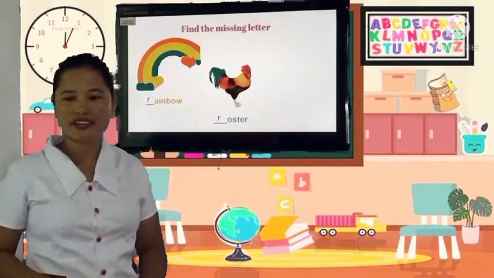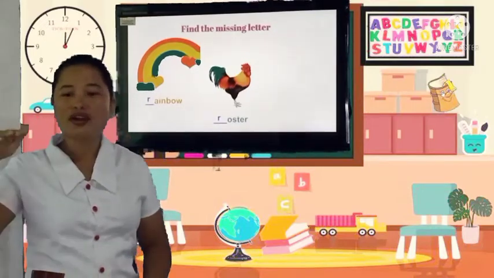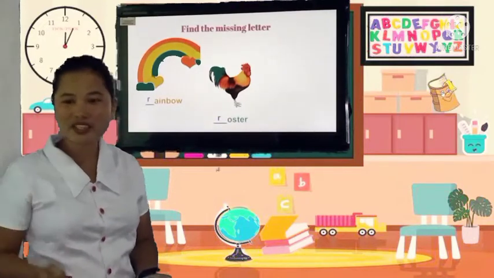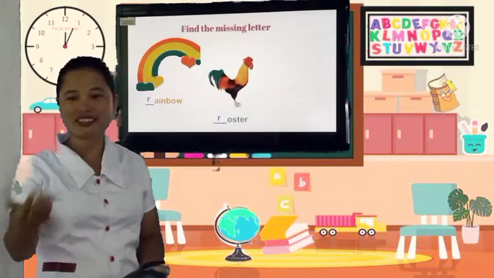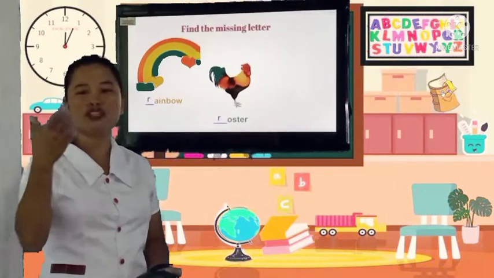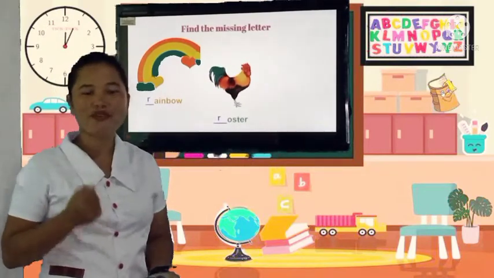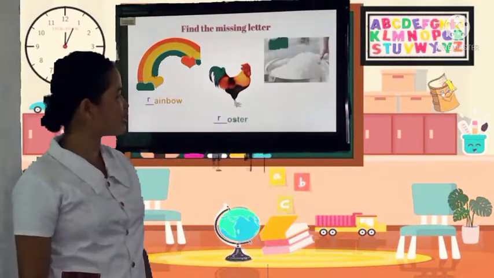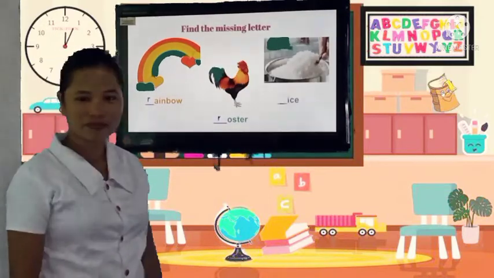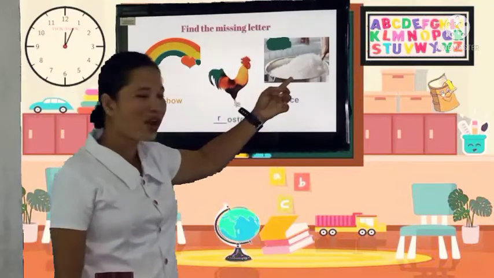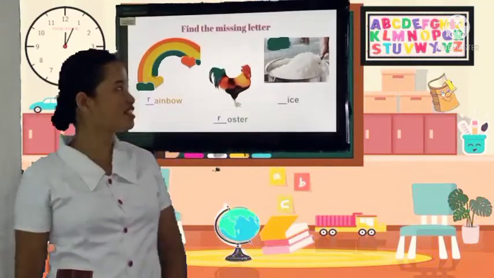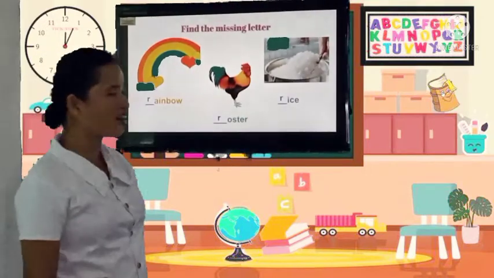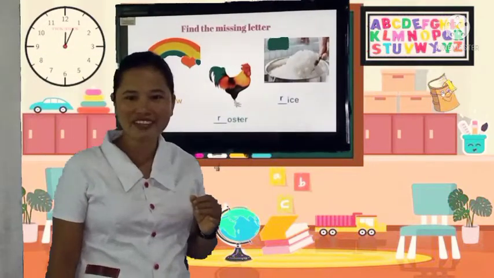R. Can you do it again? R. Okay. Do you get it, Luis? Can you say it? How about you, Marga? Very good. So this one, what do you think is the missing letter? What is this one? Yes, it's rice. Okay, it's R. What's again the sound of R?